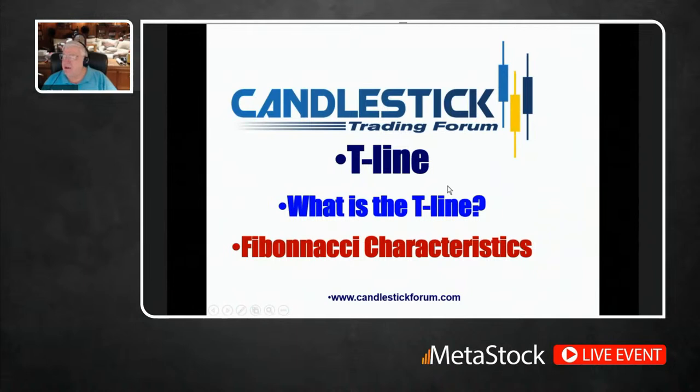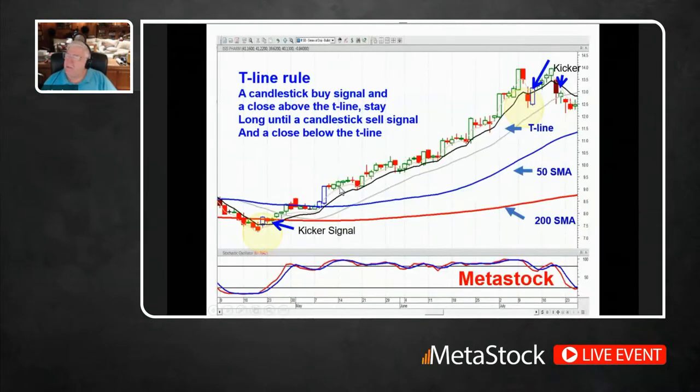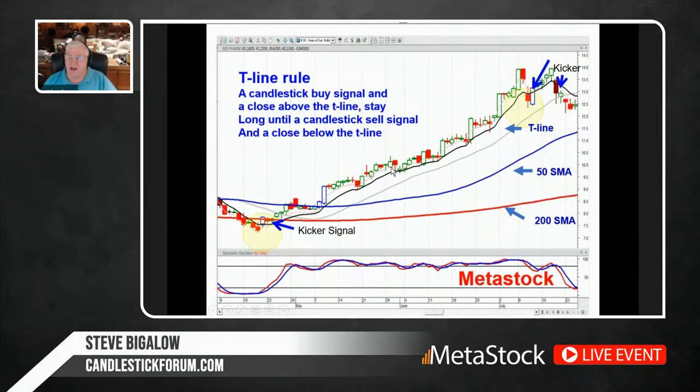So we have what we call the T-line. The T-line is the 8 exponential moving average, and it has Fibonacci characteristics, which basically says, if you see a candlestick buy signal and a close above the T line, you can stay long until you see a candlestick sell signal and a close back below the T line. Why is this important? Because what do most people do when they have a profit in a position? Man, I've got a profit. I better take my profits, because if this turned around and went back to a loss, boy, would I look stupid.